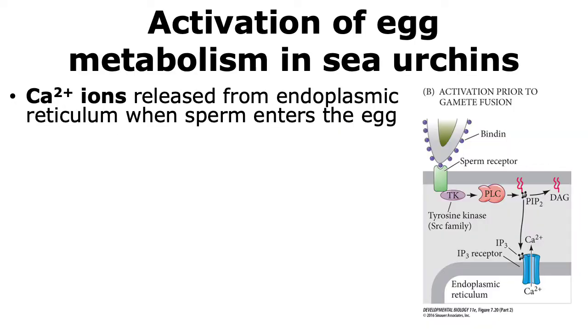Now let's look a little bit as to how this cortical granule reaction occurs in the first place. And we'll see the importance of calcium ions in this case. Now, calcium ions are released when the sperm enters the egg or even when it contacts the egg. Now, these calcium ions are released from the endoplasmic reticulum, which is where they are normally stored inside a cell.